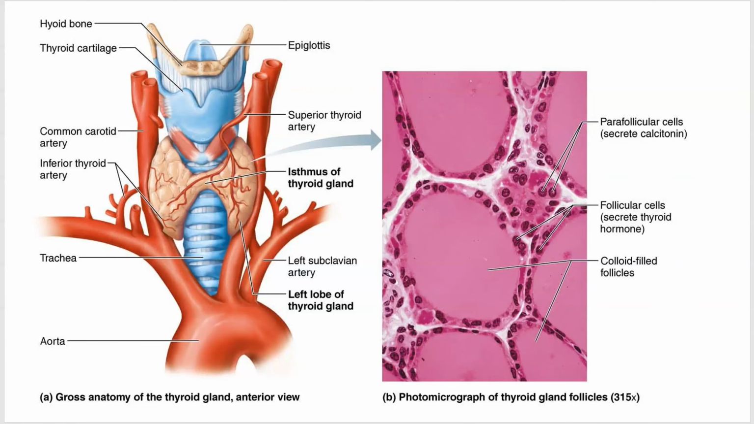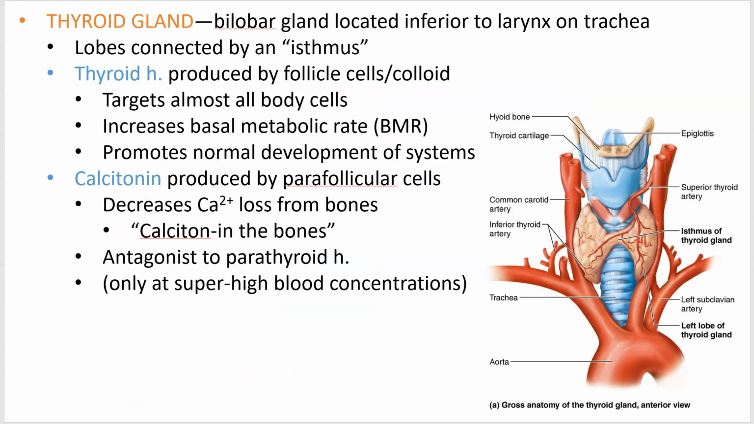Let's go back to that first slide. Thyroid hormone targets a lot of your cells. It increases your basal metabolic rate, lets your systems develop normally when you're growing up. So it works with growth hormone. They would have a synergistic effect in the development of your organs, but you produce it all the time as an adult, just to keep your metabolic rate up.